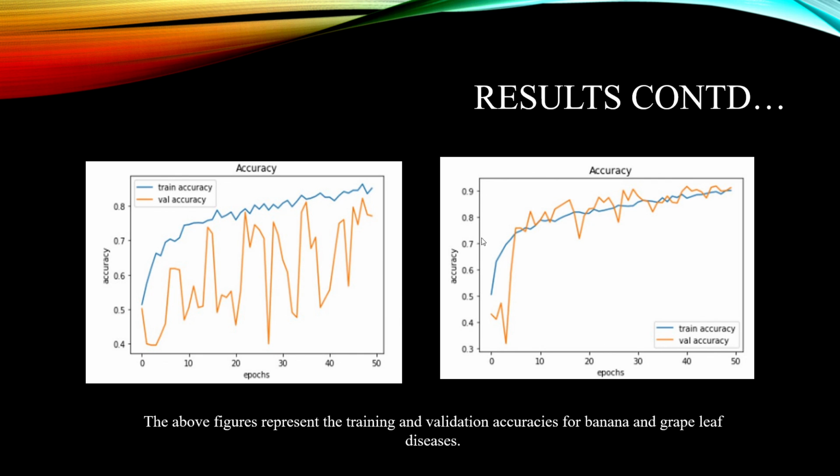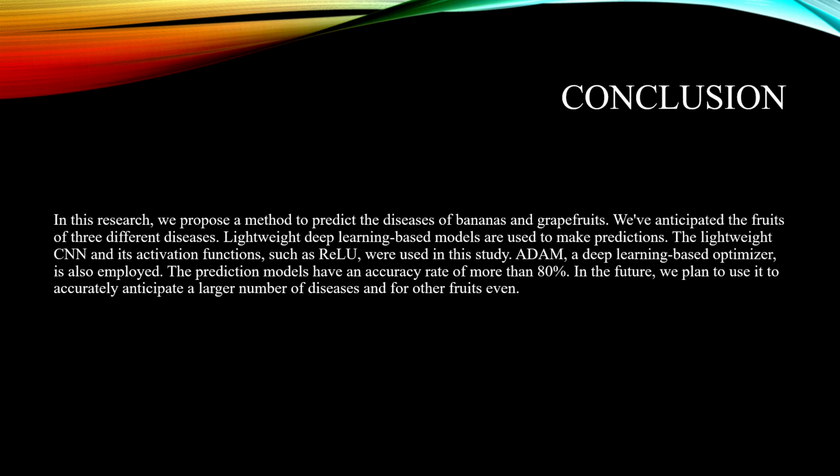So finally I would also like to conclude that in this we have predicted the diseases, 3 diseases each for banana and grapes, and we have applied some deep learning, lightweight deep learning based models like lightweight CNN and its activation functions like ReLU, and we have also applied the deep learning based optimizer, which is Adam, and the prediction of accuracy was more than 80% as I showed, and as the number of epochs increased, accuracy was also increasing.